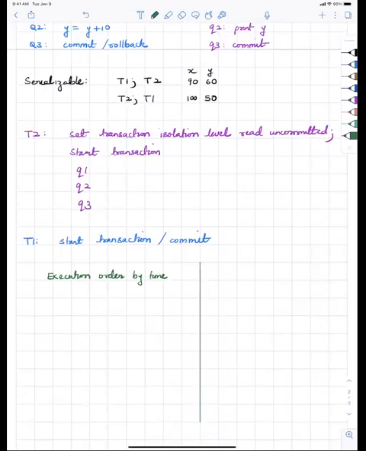And here I'll have the output of T2 of the read. So the standard ones are the serial outputs, where you do Q1, Q2, Q1, and Q2. If Q1 and Q2 happen first, the output here would be 90 and 60. That's equivalent to doing T1 followed by T2.